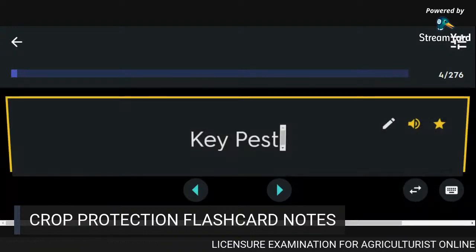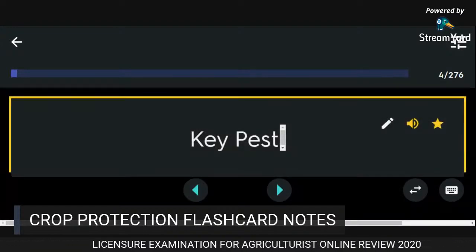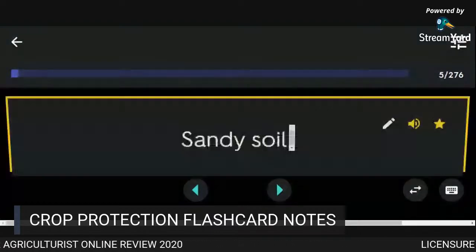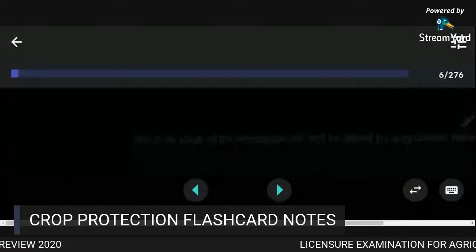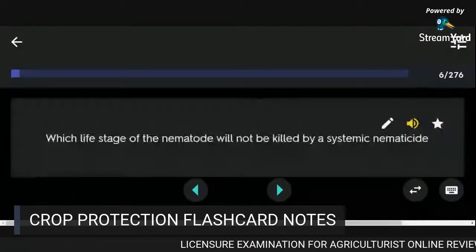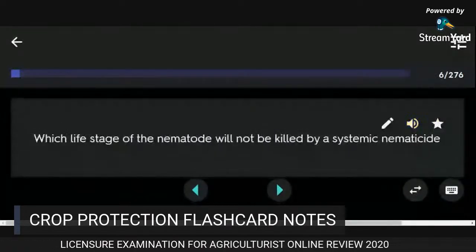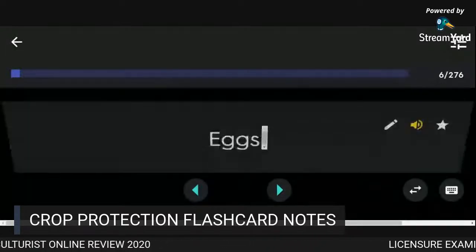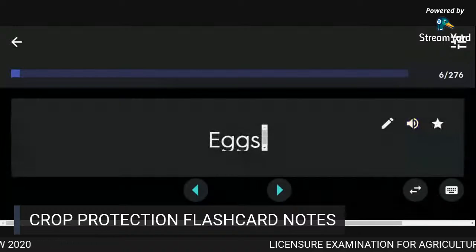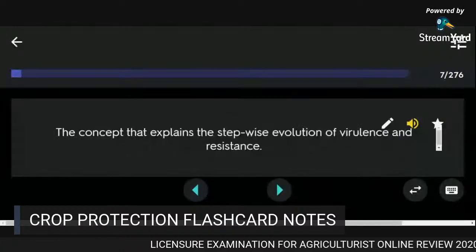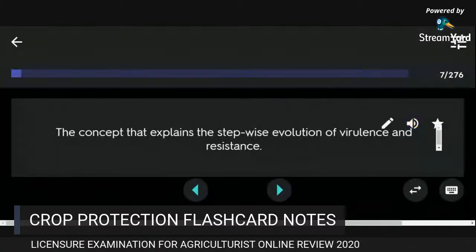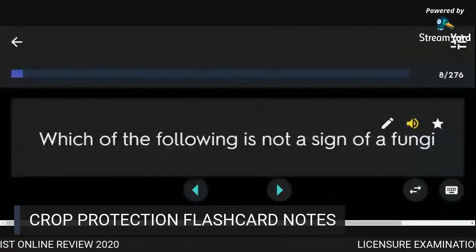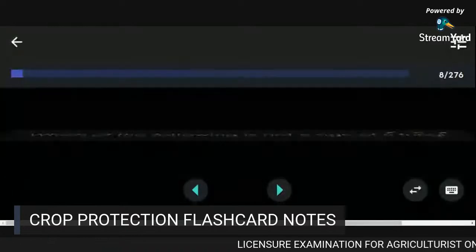The soil texture plant parasitic nematodes prefer. Sandy soil. Which life stage of the nematode will not be killed by a systemic nematicide? Eggs. The concept that explains the stepwise evolution of virulence and resistance. Gene for gene concept. Which of the following is not a sign of a fungi? Ooze.